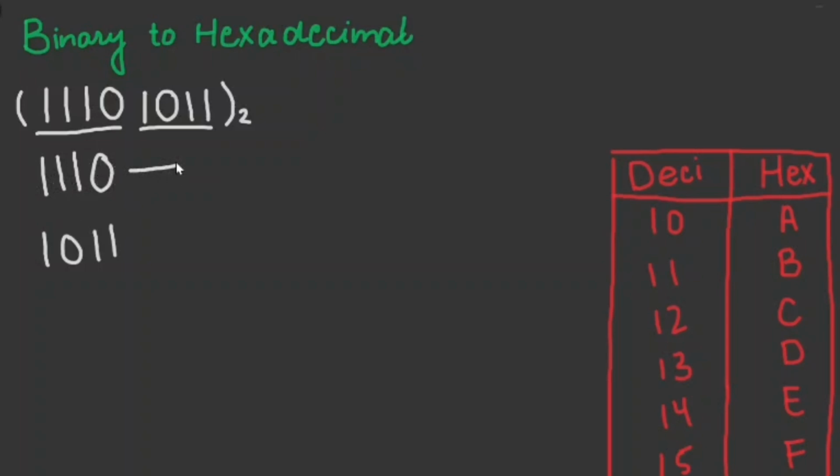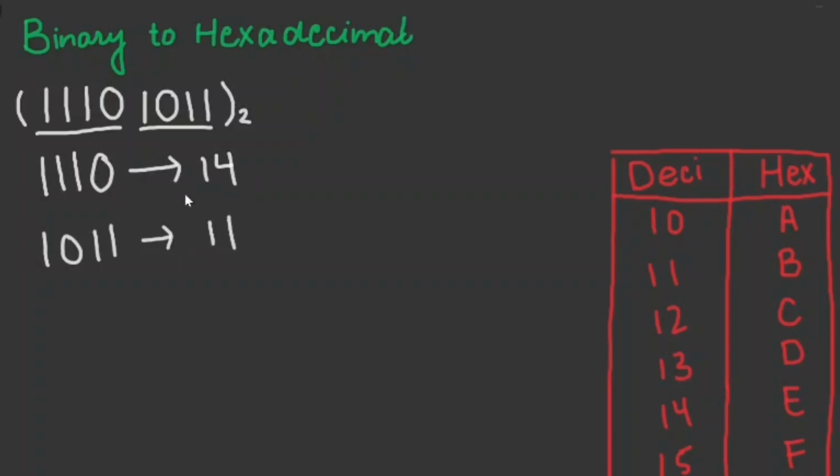And now what you have to do is convert each group into its decimal number. So 1110 in decimal, you can apply the formula for binary to decimal here. So 1110 in decimal is 14, and 1011 in decimal is 11.